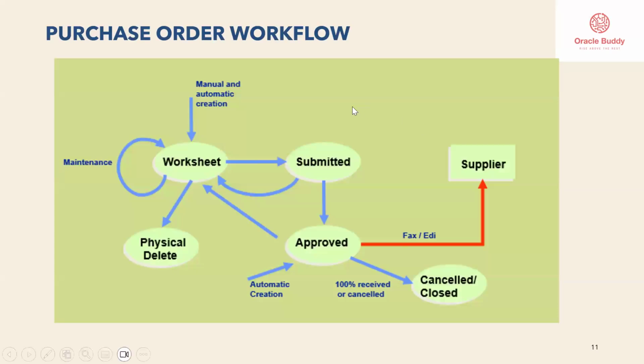Let's discuss the purchase order workflow now. As we can see here, first, when we create the PO, whether it is manual or automatic creation, it will be created in worksheet status. Then the next step is we need to submit the PO. Once submitted, the next status will be approved. Once it is approved, either automatically or by the business, the next status will be cancelled or closed.